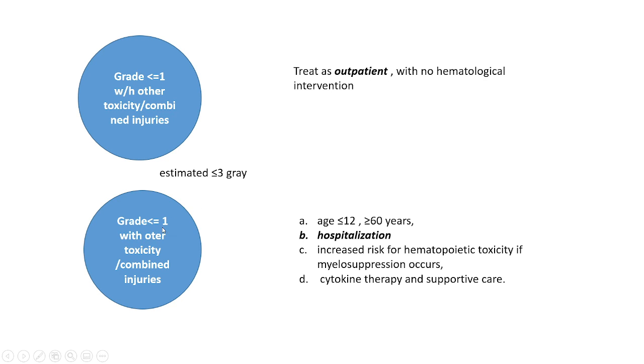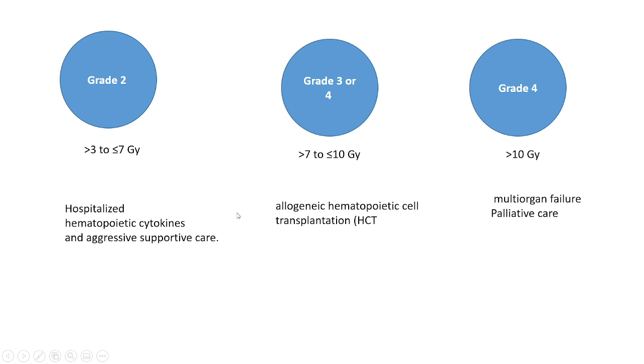And if the patient has a grade less than or equal to 1, but has combined injuries like trauma or fracture, or the age of the patient is less than 12 or more than 60, these patients should be hospitalized as the risk of myelosuppression is very high, and should be given supportive therapy and cytokine therapy. Moving on to grade 2, the exposure is more than 3 but less than 7 grays. These patients should be hospitalized and given aggressive supportive care and hematopoietic cytokines.